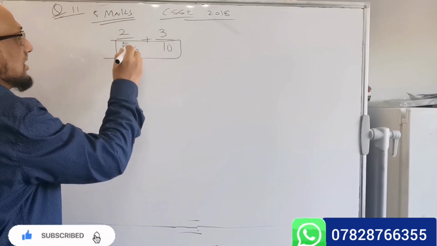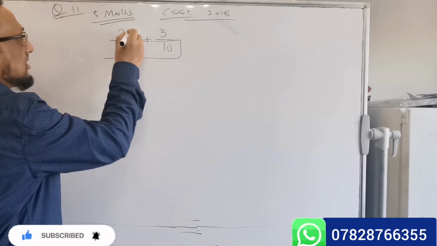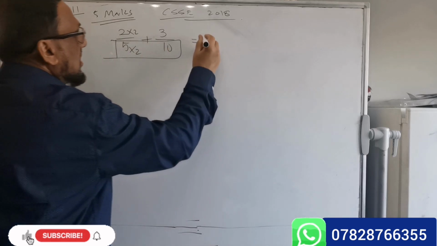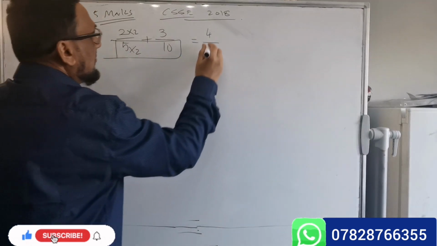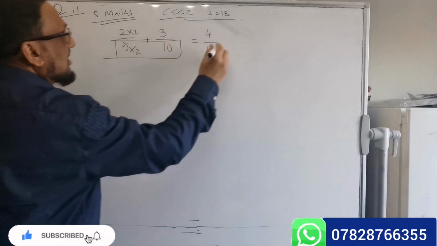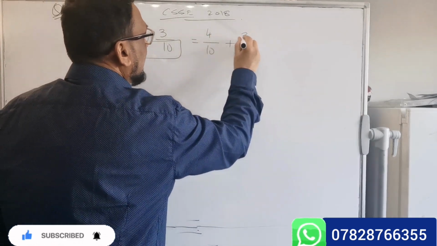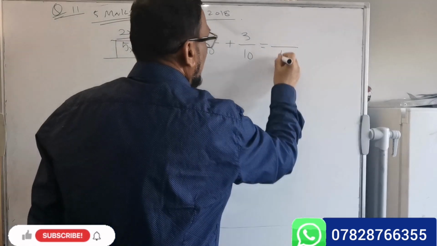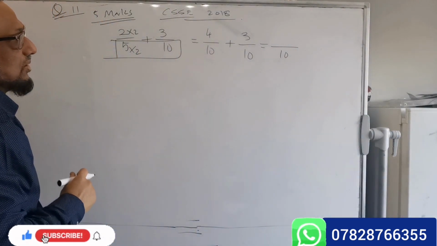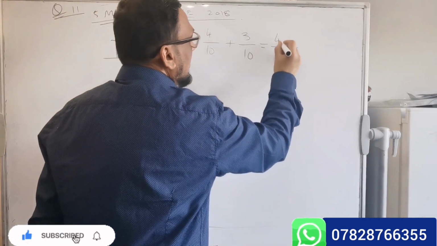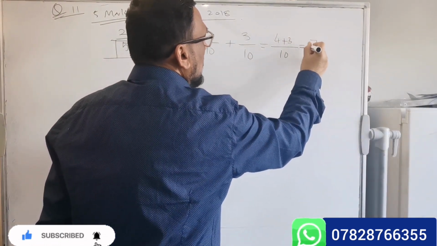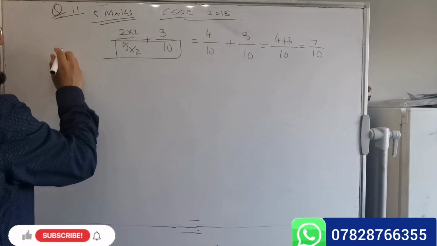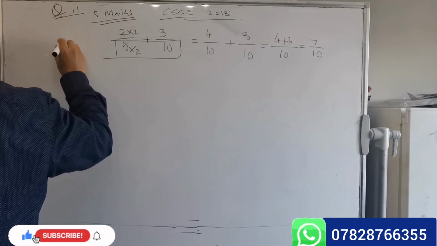So I'm going to times by 2. If I times the denominator, I need to do the numerator as well. So 2 times 2 is 4 and 5 times 2 is 10, plus 3 over 10. Your denominator will be 10 as it is because it is the same denominator, and 4 plus 3 is equal to 7. So your answer is 7 over 10. This is question number 11, part A.